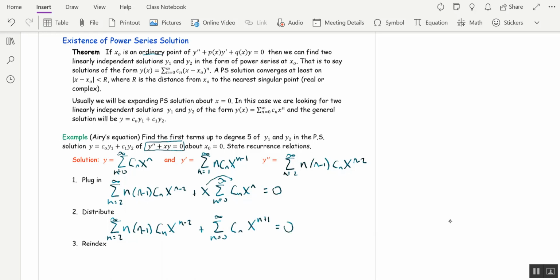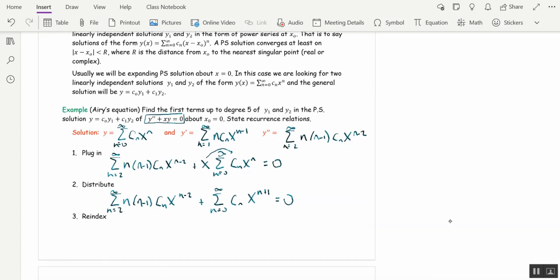All right, reindex. I want to reindex so everything is expressed in x to the n. So for this first power series, I need to add 2. So that means down here at the base, I'm going to subtract 2, and I'll start at 0. And then I'll have n plus 2, n plus 1, Cn plus 2, x to the n. And then the next one, I need to subtract 1 up here. So at the base here, I'm going to add 1, start at 1 to infinity, Cn minus 1, x to the n, and that equals 0.